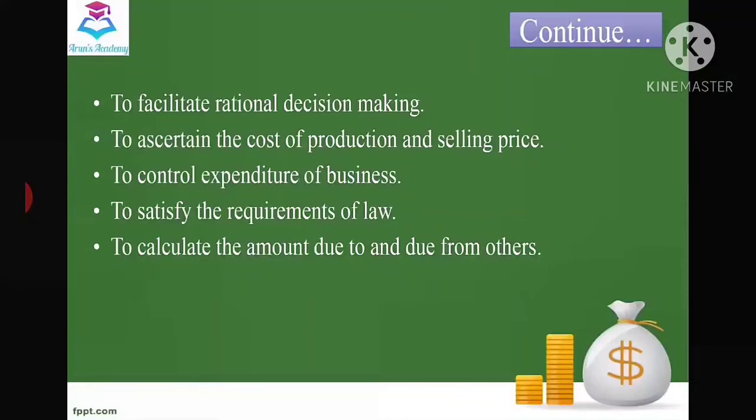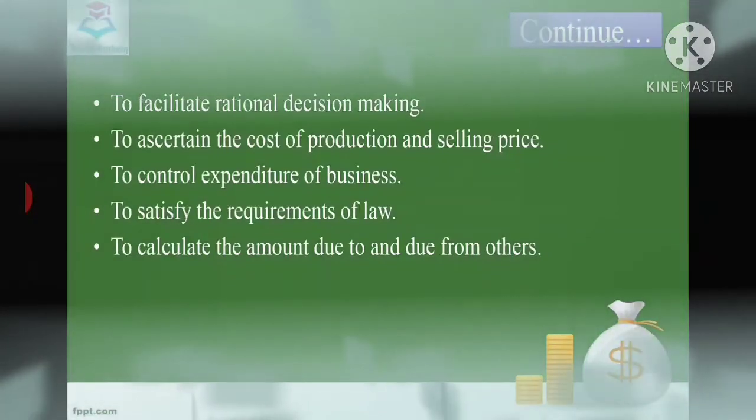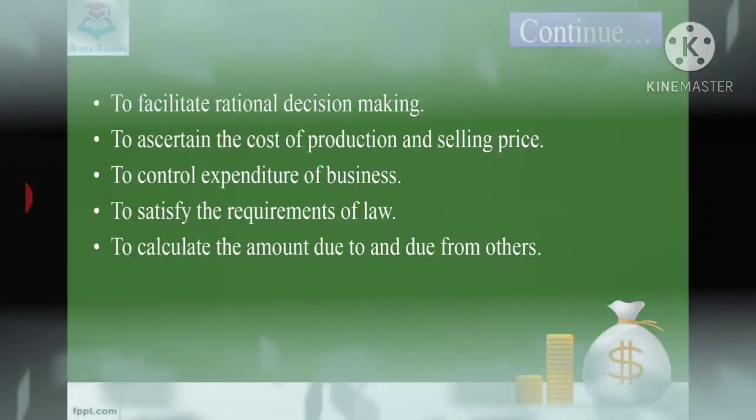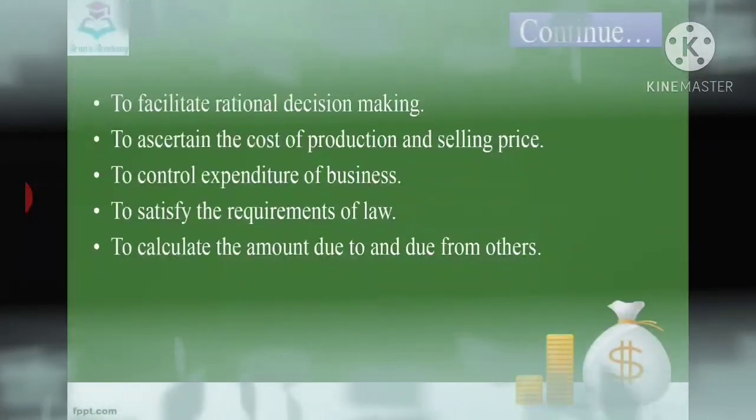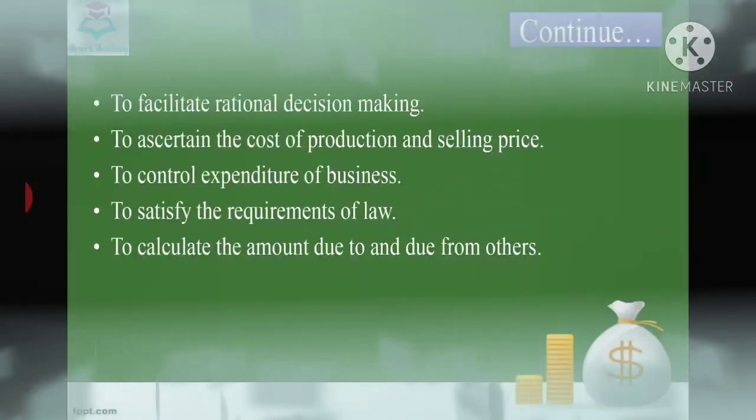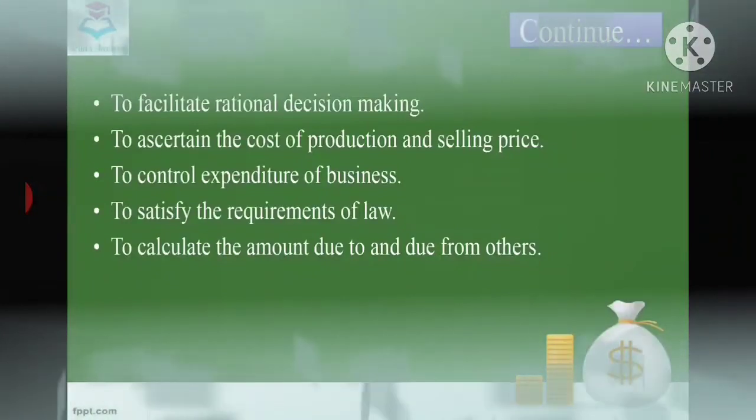The last objective of accounting is to calculate the amount due to and due from others. It helps to show how much amount is due to others, and how much amount is due from others. It helps to maintain these records, meaning how much amount we have to get and how much amount we have to pay. This information is also available in accounting. So these are the objectives of accounting.